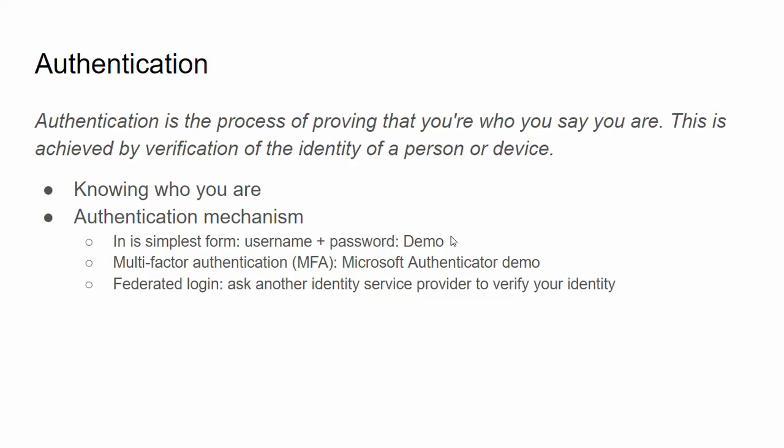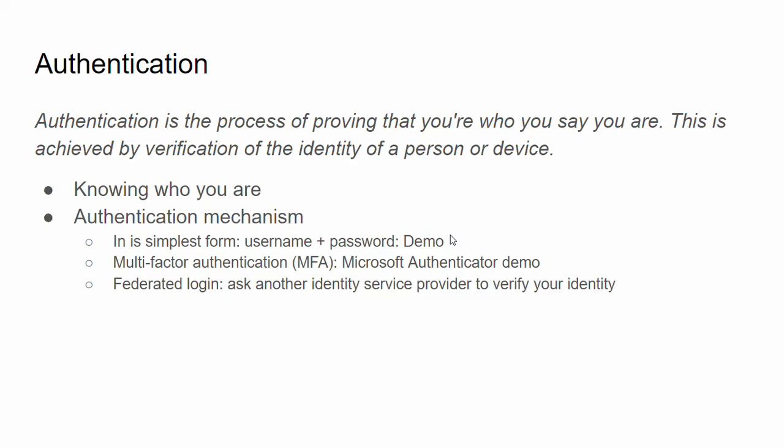So authentication is a process of proving that you are who you say you are. This is achieved by verification of the identity of a person or device. So first of all, you need to claim who you are. When you log in, you type in your username. That's when you claim who you are. I am some person at some place. Now, once you claim who you are, the Azure system will try to verify and confirm that you are.